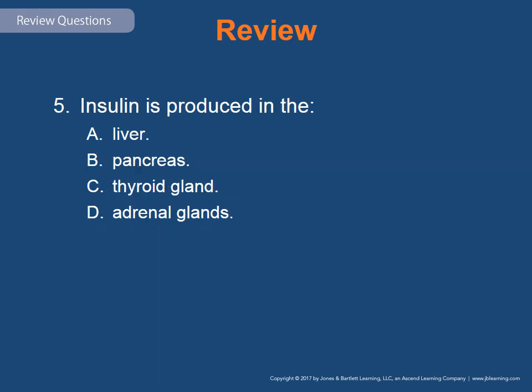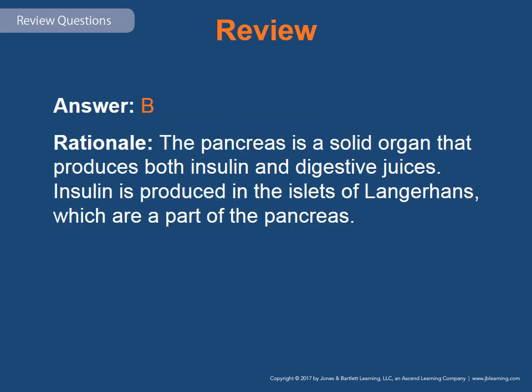Insulin is produced in the liver, pancreas, thyroid gland, or adrenal glands. The pancreas is a solid organ that produces both insulin and digestive juices. Insulin is produced in the islets of Langerhans, which are part of the pancreas.